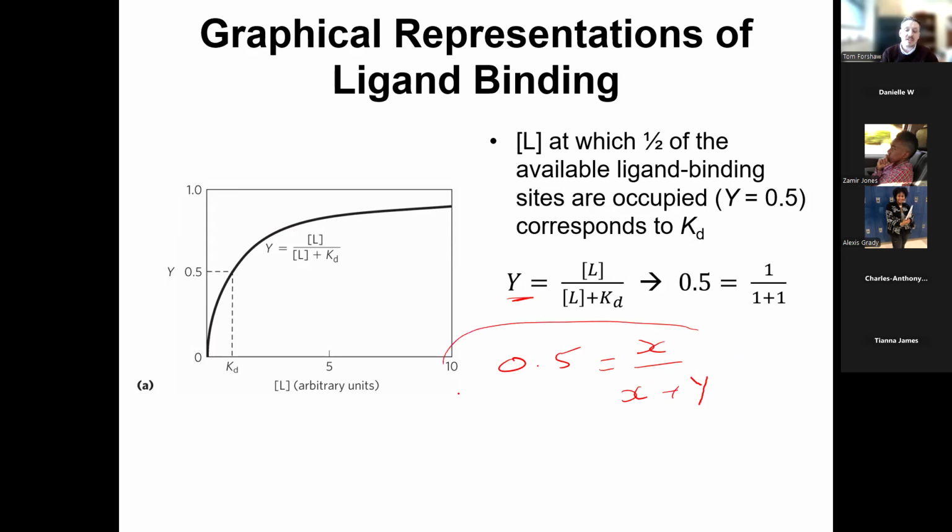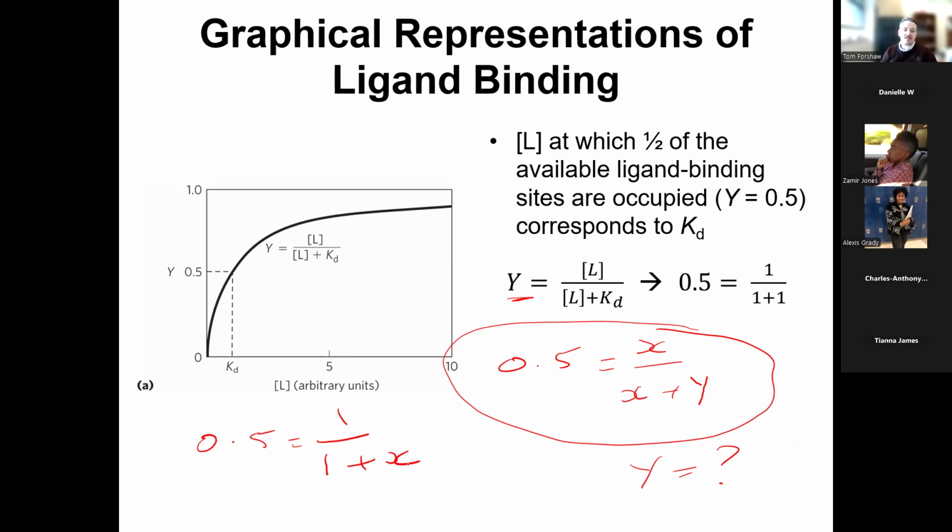Now, in order to balance this equation, what has Y got to equal? If I put it another way, 0.5 equals 1 divided by 1 plus x. Or let's stick with y still, so it doesn't get confusing: 0.5 equals 1 divided by 1 plus y. What does y equal?